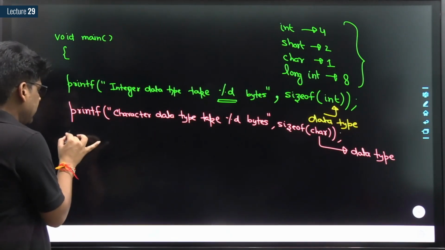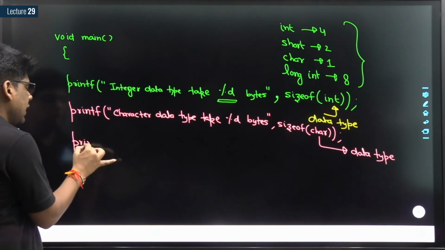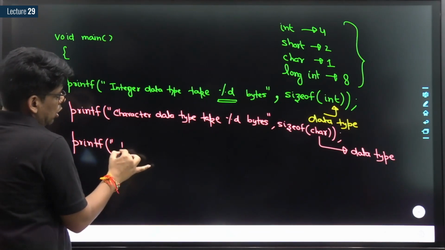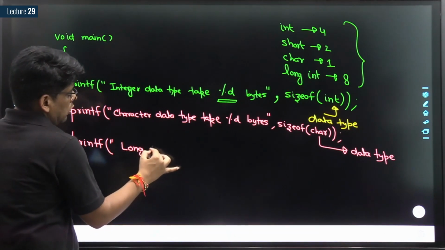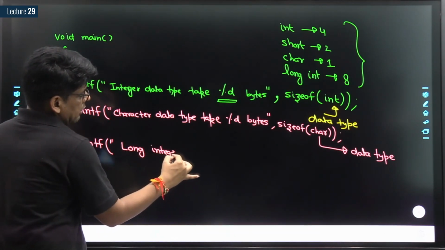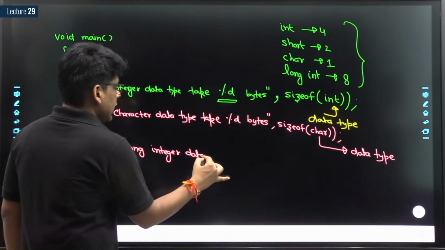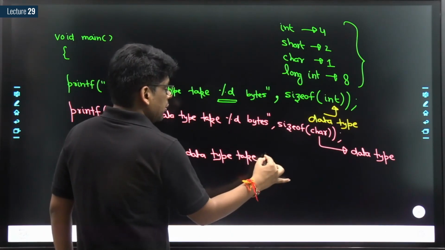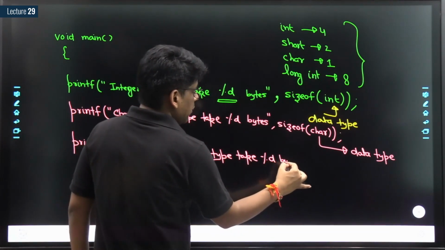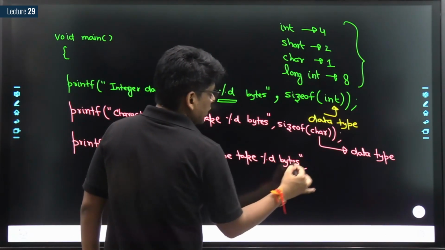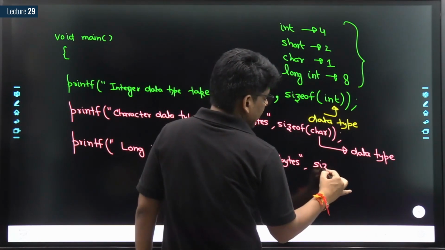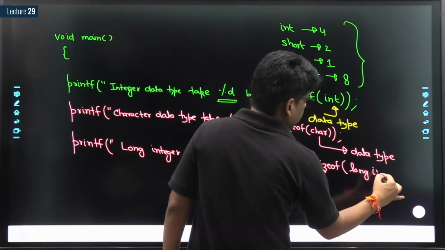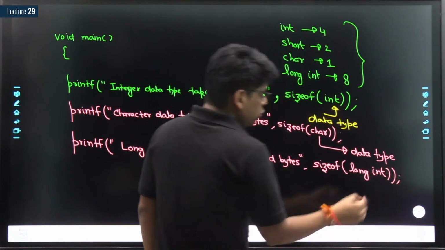Sir, in a similar manner, we can also write something like this: printf long integer data type takes %d bytes, and this time I will provide long int. Beautiful operator.